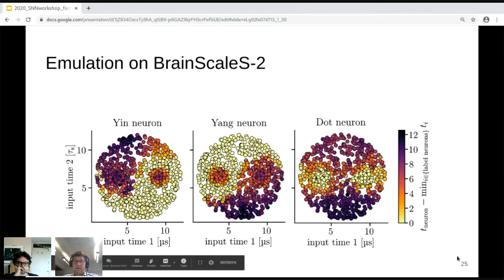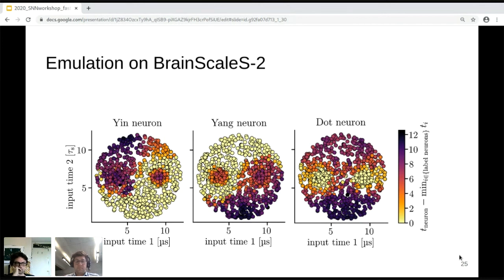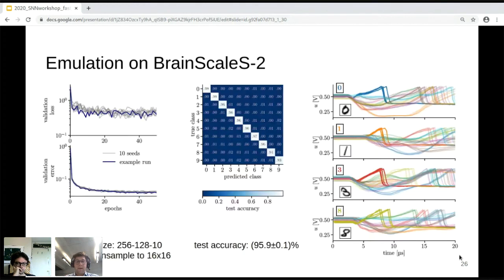These are again the spike times of the neurons from hardware, and these were the plots that you saw on the title slide. Yes, and you see again the classification time minus the minimum of the label neurons is 0 for most of the correct area, so the network classifies most neurons correctly, and close to the borders, the spike time of the individual neurons jumps properly.